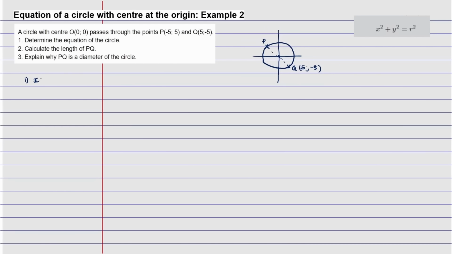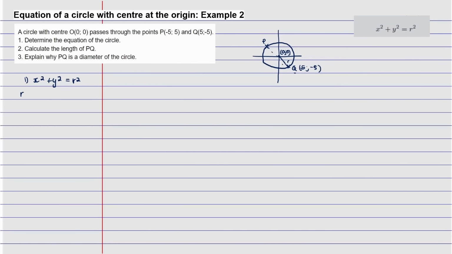Now to find the equation, remember the formula of the equation is x squared plus y squared is equal to r squared. So we need r. You can either use the point P and the center, which is 0, 0, to find your r, or you can use point Q and the center to find r. So let's do that.